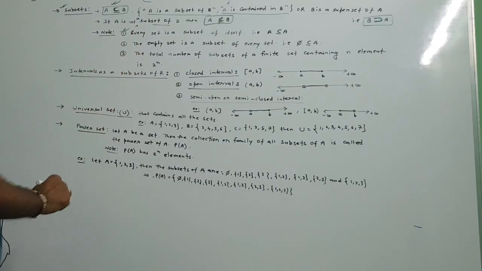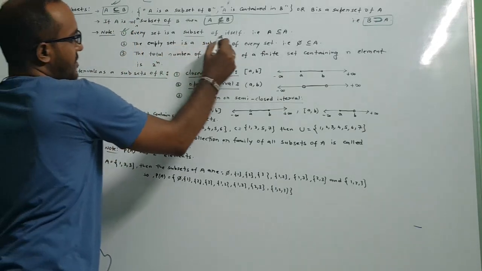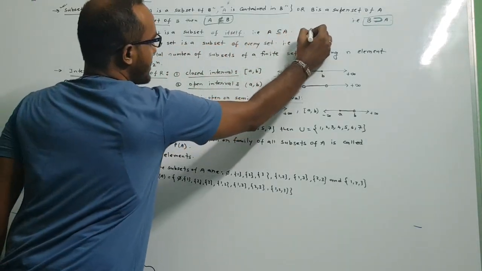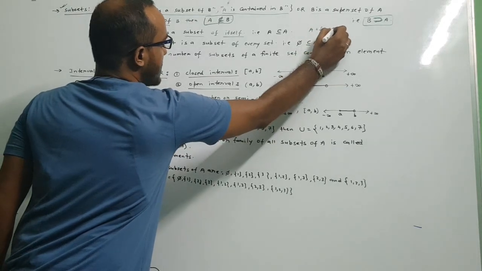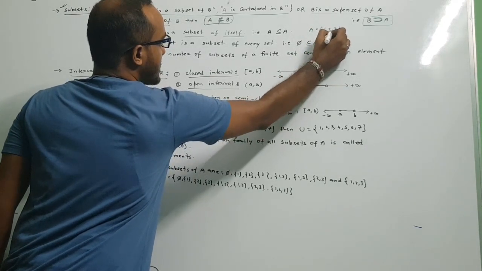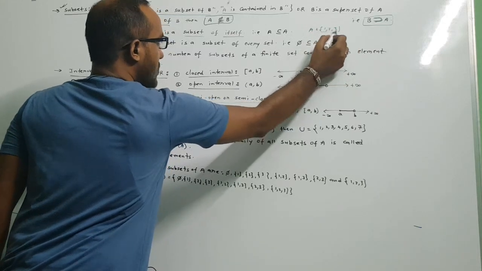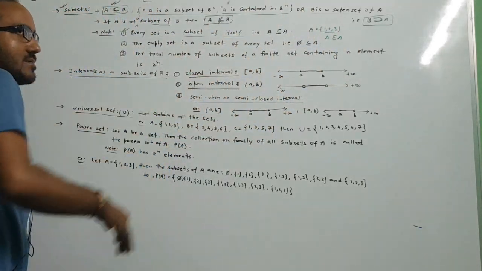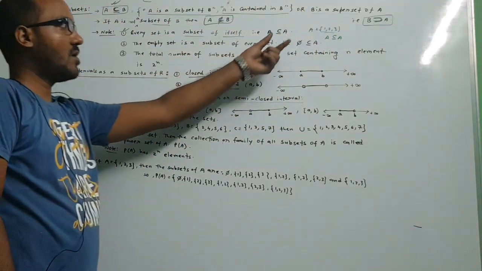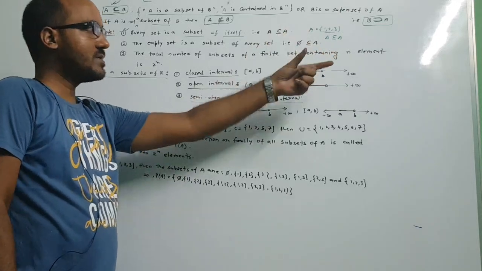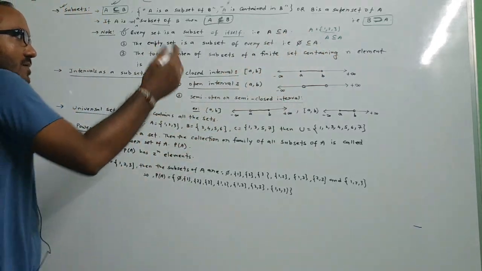You have to remember some points. Every set is a subset of itself. That means if we have a set A = {1, 2, 3}, then we can say that A is a subset of A. That means {1, 2, 3} itself is a subset. This is the biggest subset of {1, 2, 3}, but {1, 2, 3} itself is a subset of A.